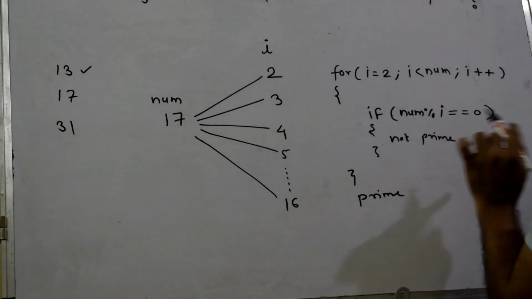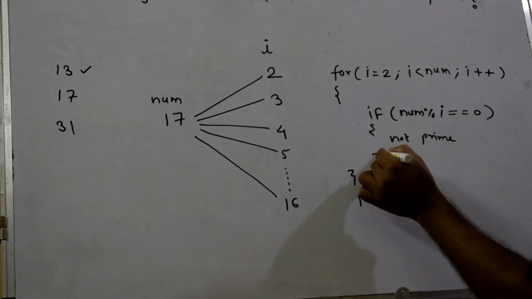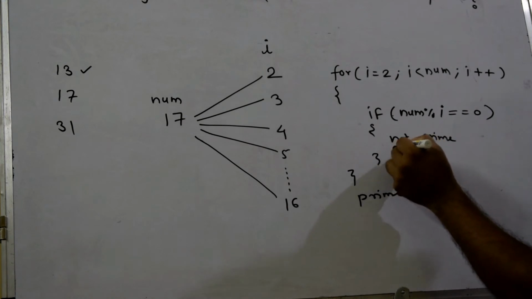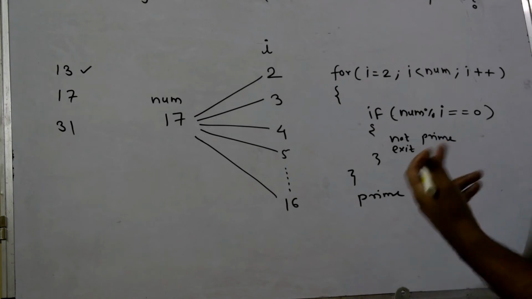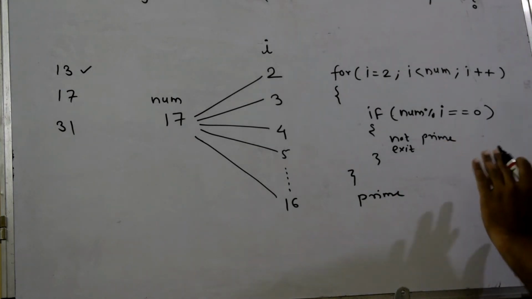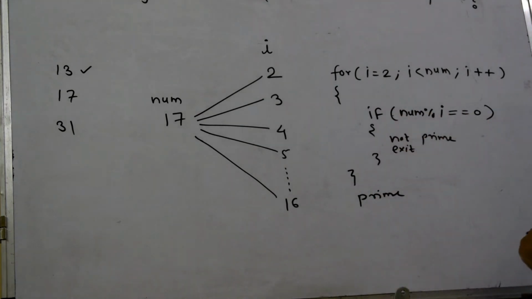Now here also one more statement you have to add. Once you print here not prime, then immediately you have to exit from the program. So some exit statement you have to write. So exit 0 or maybe return 0. So this will be the correct code.